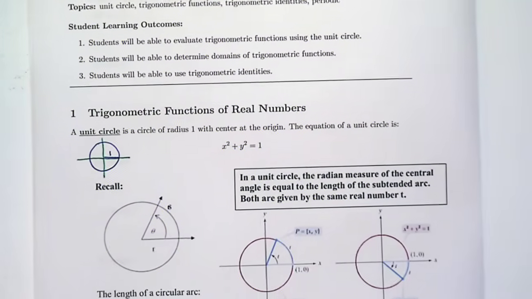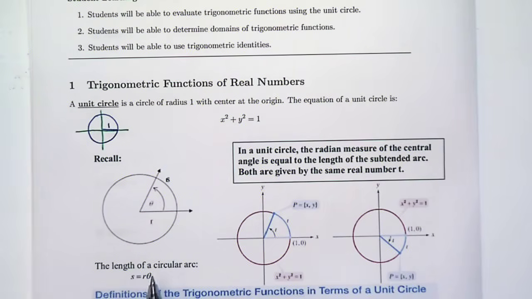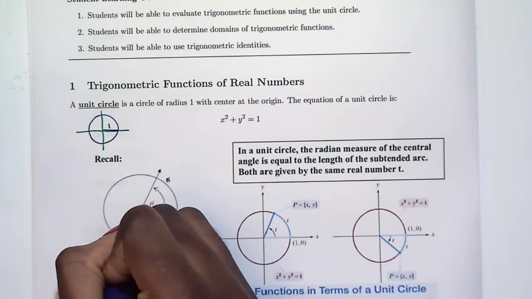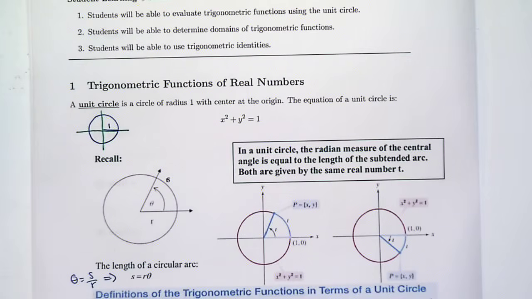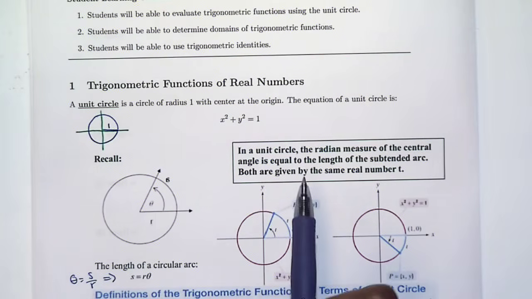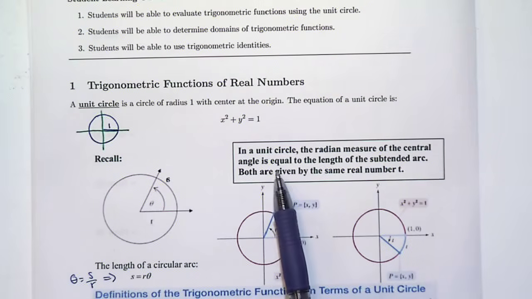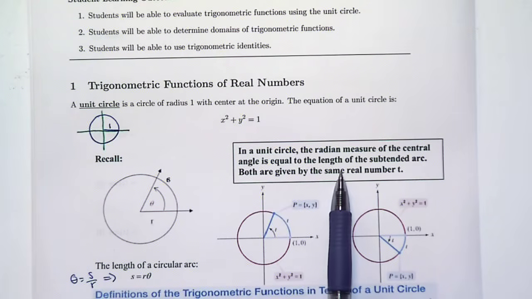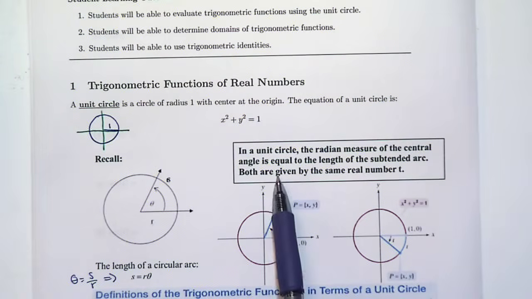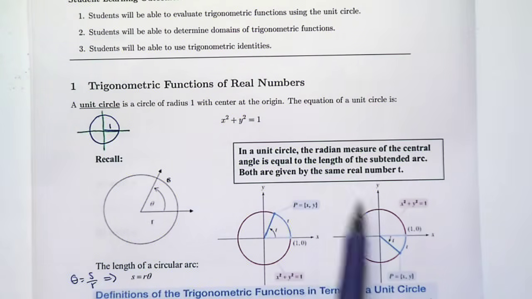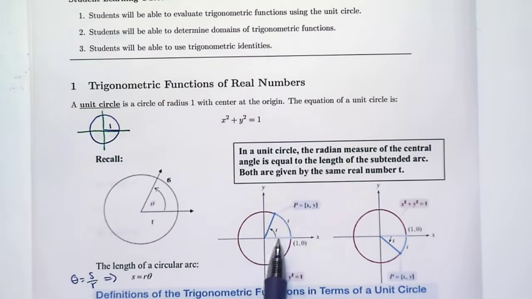Alright, so this is a little bit of review. We've talked about this before. Using the definition of an angle in radians, we're able to figure out an arc length S. Remember, theta is S over R, and if we multiply R on both sides, we get S equals R theta. But in a unit circle, the radian measure of the central angle is equal to the length of the subtended arc. Both are given by the real number t. So in a unit circle, our angle and our arc length are the same number, because the radius is 1.